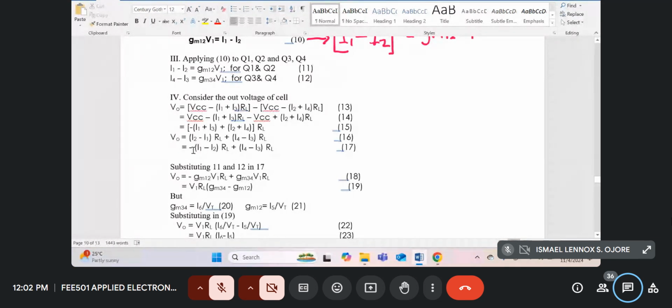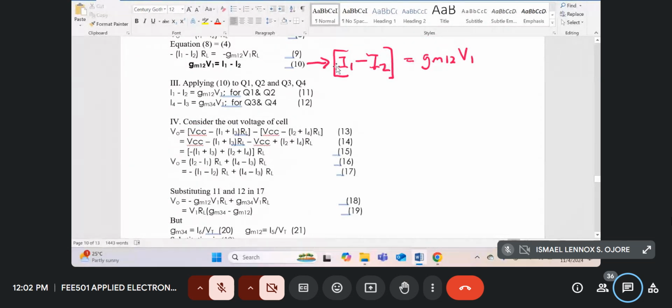And I'll put this first term of 17 in the standard form, the first current minus the second current, like here. So for me to do that, I'll have to take a minus sign outside and interchange the I2 and I1 over here. So I'll get V naught is minus into brackets I1 minus I2 RL plus I4 minus I3 into RL. That's equation 17. I think I'll have to stop here.